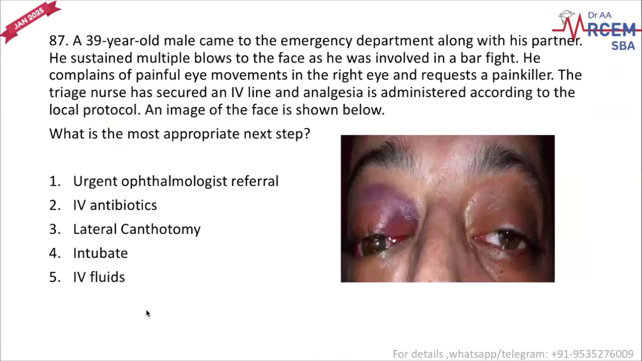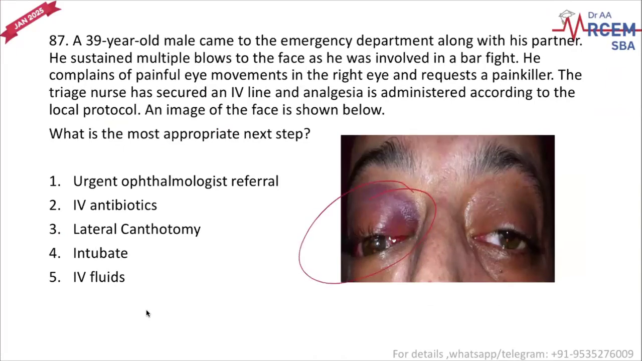A 39-year-old male came to the ED along with his partner. He was involved in a bar fight and sustained multiple blows to the face. He complains of painful eye movement in the right eye and requests painkillers. Acute IV analgesia has been administered according to the local protocol. An image of the face is shown below. What is the most appropriate next step?